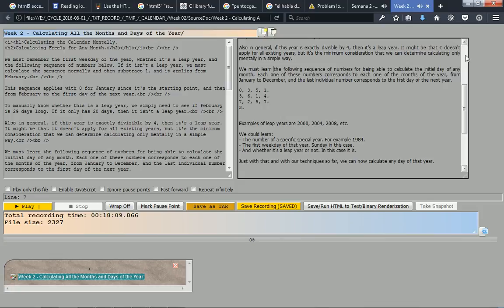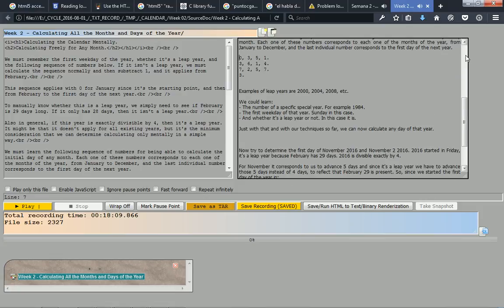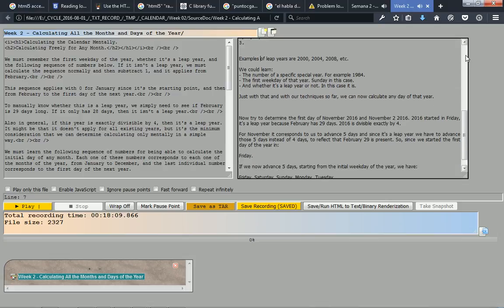We must learn the following sequence of numbers for being able to calculate the initial day of any month. Each one of these numbers corresponds to each one of the months of the year, from January to December, and the last individual number corresponds to the first day of the next year. 0, 3, 5, 1, 3, 6, 1, 4, 7, 2, 5, 7, 3.